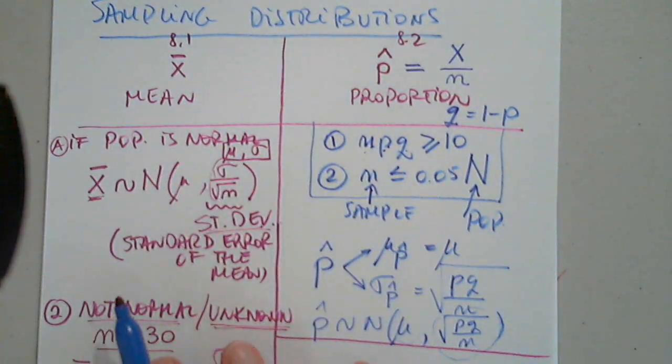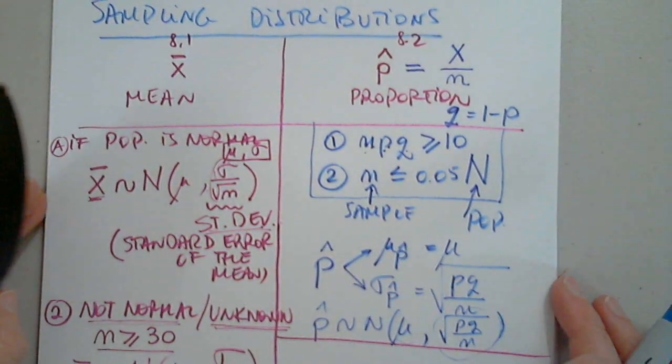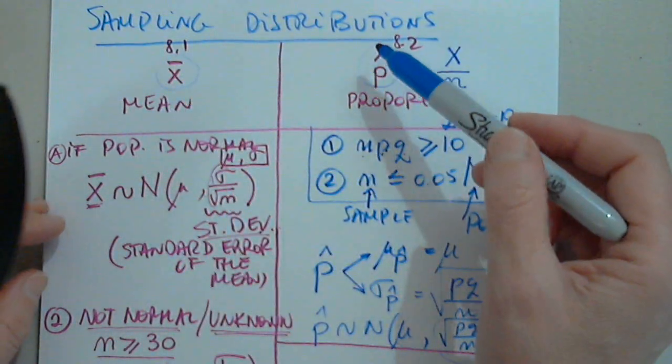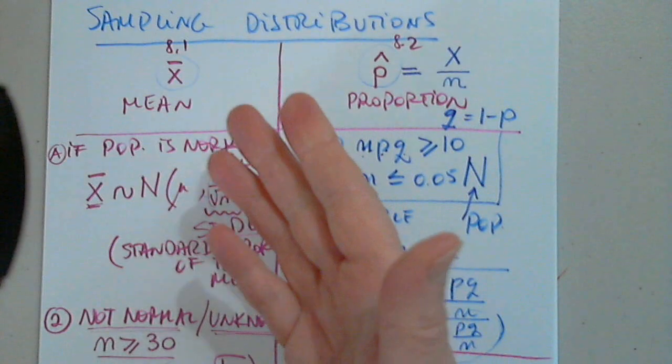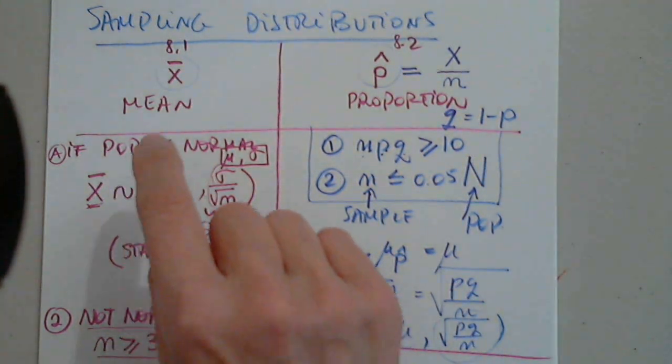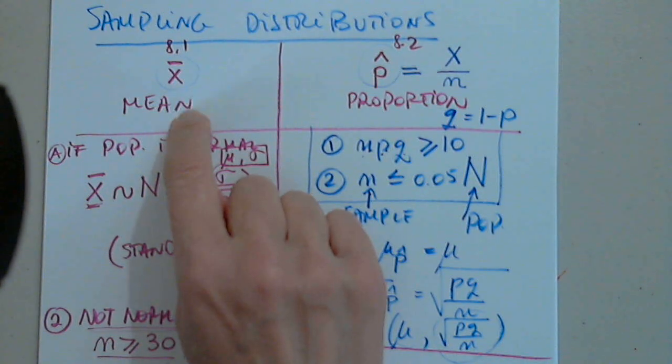Again, what is all this? What am I trying to do? Why am I looking at X bar? Why am I looking at P hat? Because eventually I want to determine the best approximation of the population mean.